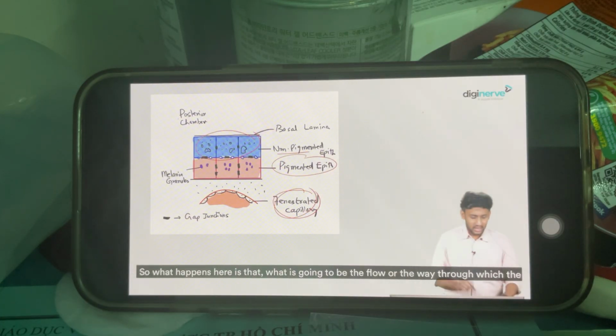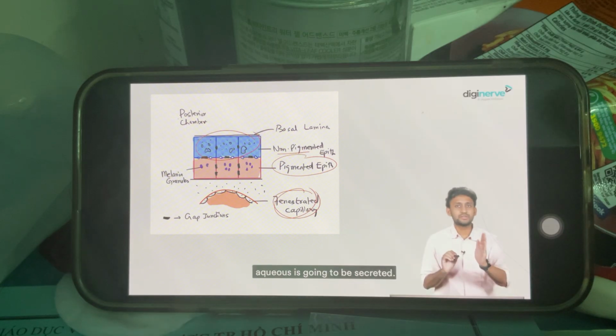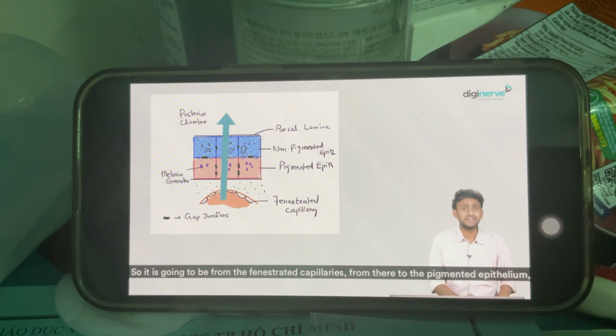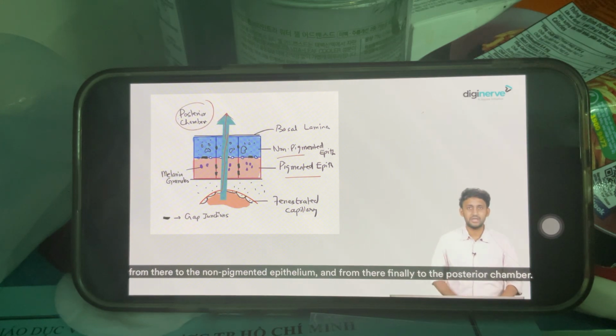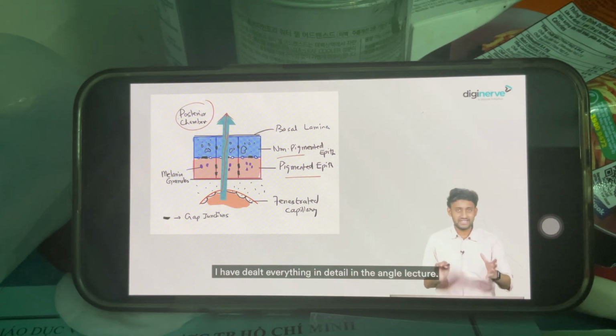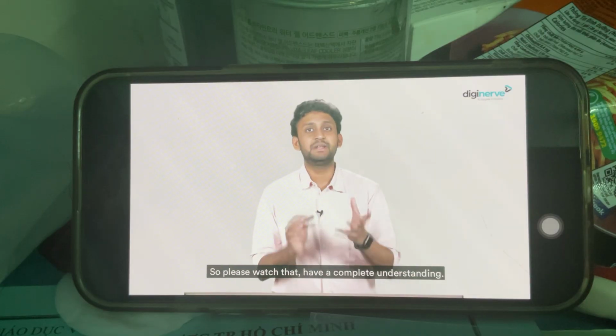So what is the way through which the aqueous is going to be secreted? It's going to be from the fenestrated capillaries, from there to the pigmented epithelium, from there to the non-pigmented epithelium, and from there finally to the posterior chamber. So this is the secretion of the aqueous. I've dealt with everything in detail in the angle lecture, so please watch that and have a complete understanding.